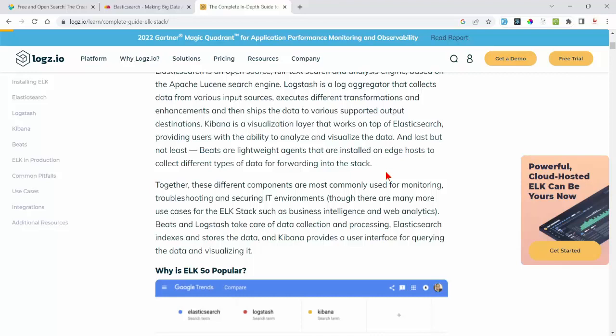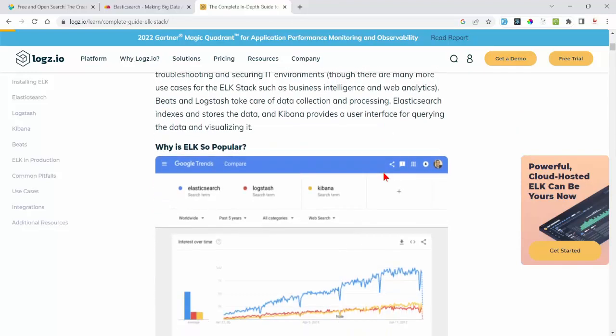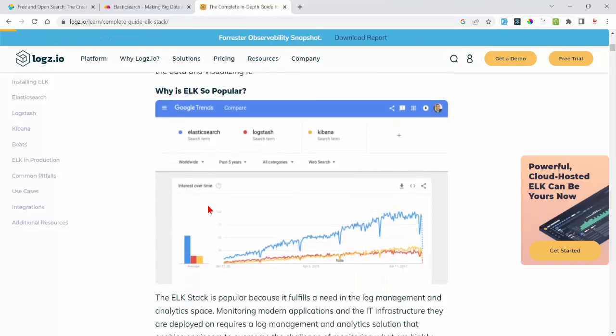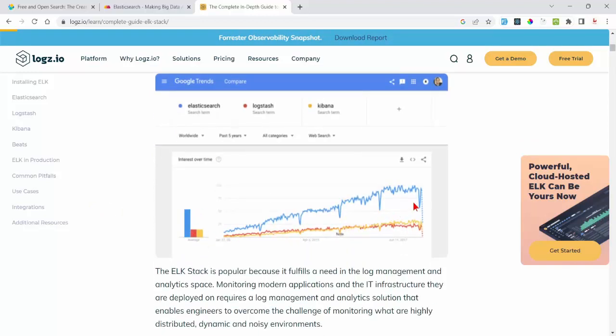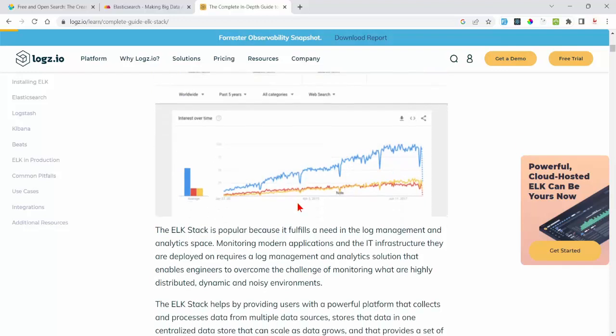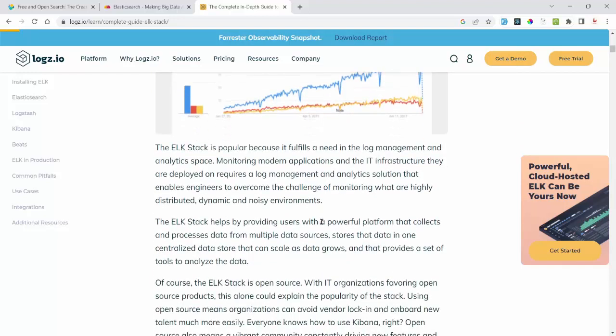So that completes ELK stack. Now they are telling why ELK stack is so popular. As you can see, the graph is growing year by year. So the interest in the industry is going up. What they are telling is that ELK stack is popular because it fulfills a need in the log management and analytics space. Monitoring modern applications and the IT infrastructure they are deployed on requires a log management and analytics solution that enables engineers to overcome the challenge of monitoring highly distributed, dynamic and noisy environments.